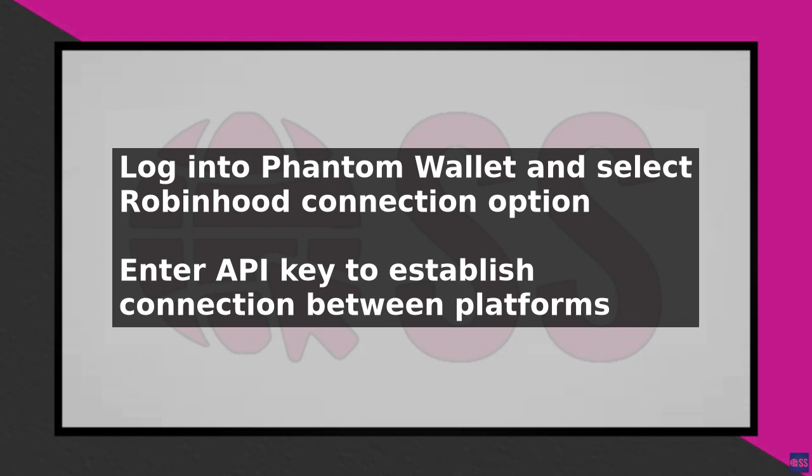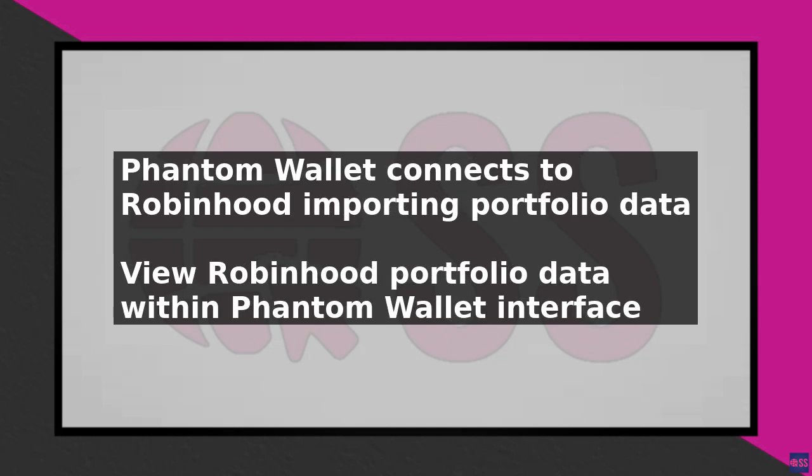It is essential to note that connecting Robinhood to Phantom Wallet using an API key provides read-only access to your account data. This means that Phantom Wallet will be able to view your transaction history and portfolio data, but it will not be able to make trades or execute transactions on your behalf. If you want to enable trading through Phantom Wallet, you will need to grant additional permissions and follow the instructions provided by Phantom Wallet.